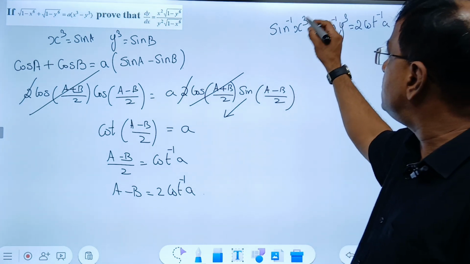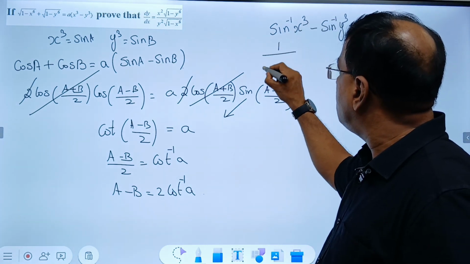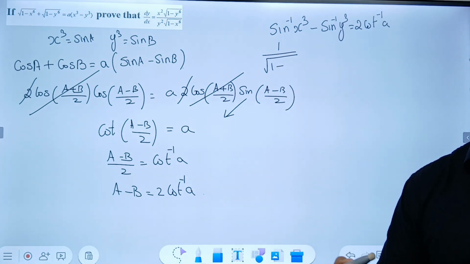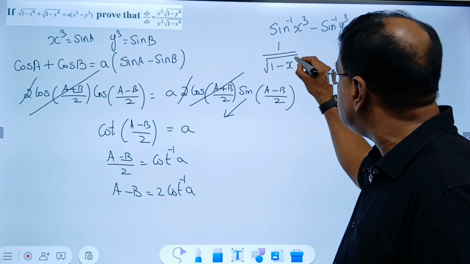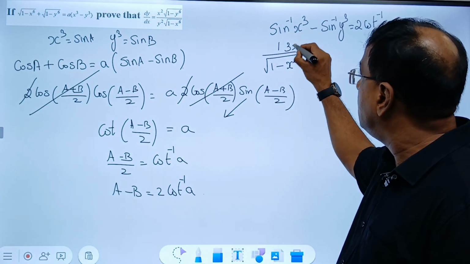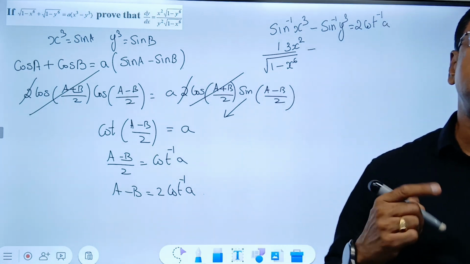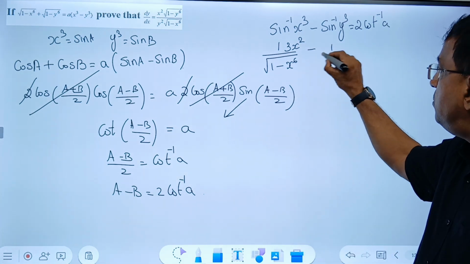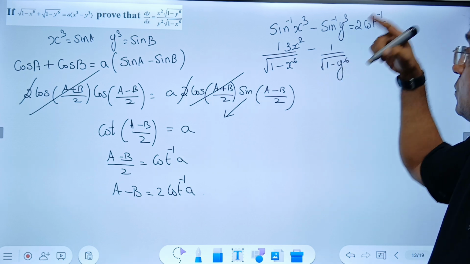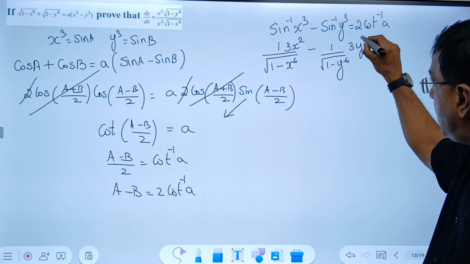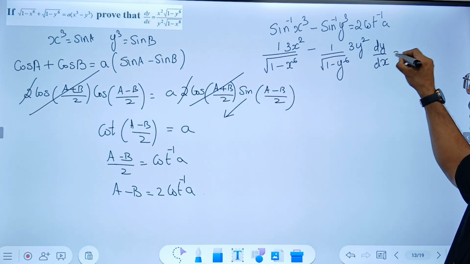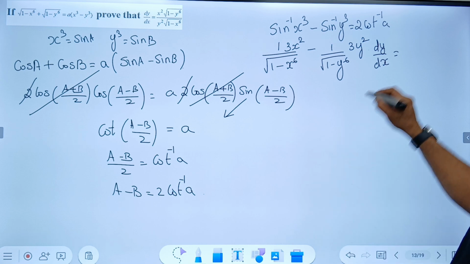Now, what is the differentiation of sine inverse? 1 by root of 1 minus x square. Here x is x cube, so squared it will be x power 6. And by chain rule, differentiation of x cube will be 3x square. Minus, what is differentiation of sine inverse of y? 1 by root of 1 minus y power 6, and differentiation of y cube will be 3y square into dy by dx. So you have to differentiate y also. And differentiation of 2 cot inverse of a will be 0.